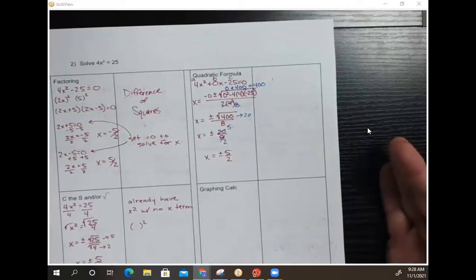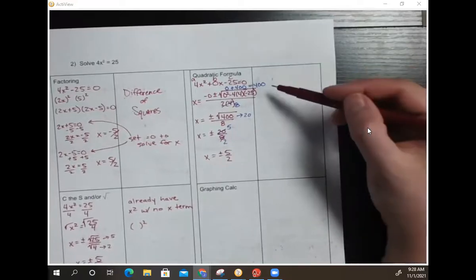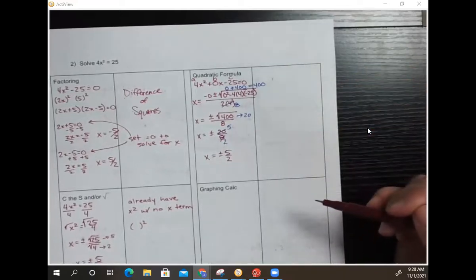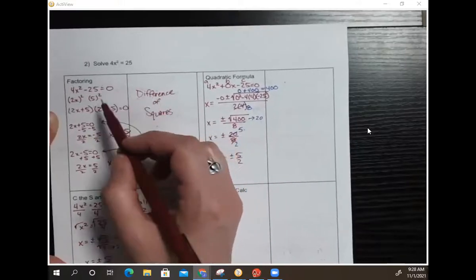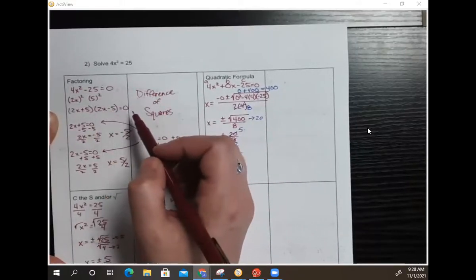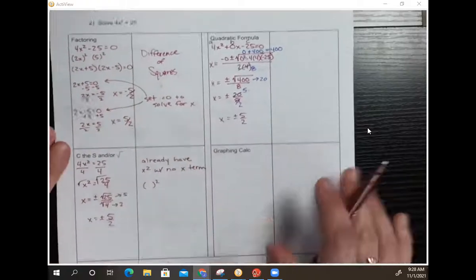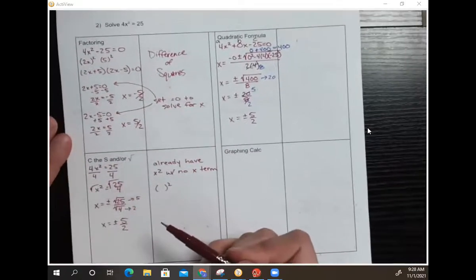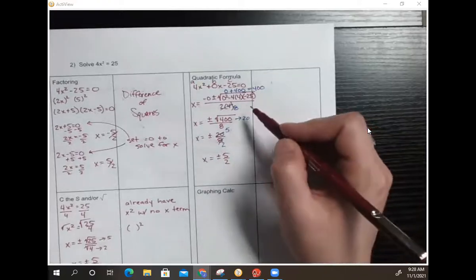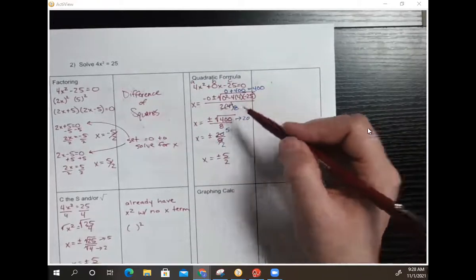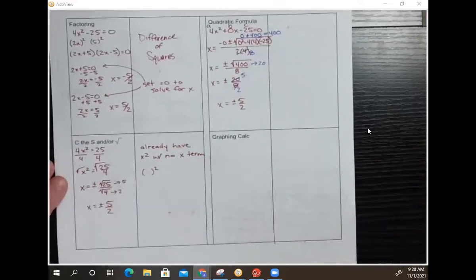Again, quadratic formula also works for any quadratic. Was it our shortest option here? Probably not. If you were a strong factorer, difference of squares, pretty easy, pretty quick, right? Also, square roots on this one, not bad at all. If you are going to remember quadratic formula and you were good at simplifying, then quadratic formula on this one is fine. And then finally, if I graph this thing.